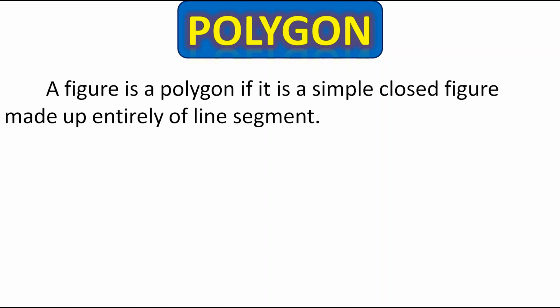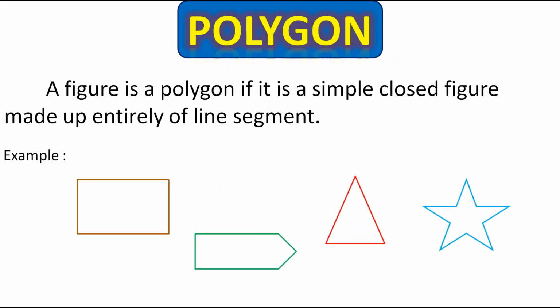Okay, so let's start. First we will understand what a polygon is. A figure is a polygon if it is a simple closed figure made up entirely of line segments. Here I am giving you the simplest definition of a polygon, so you will understand it in a better way. It is a figure which is simple and closed and entirely made up of line segments. These are examples of polygons. These examples are simple, closed, and made up of line segments. Such diagrams are called polygons.